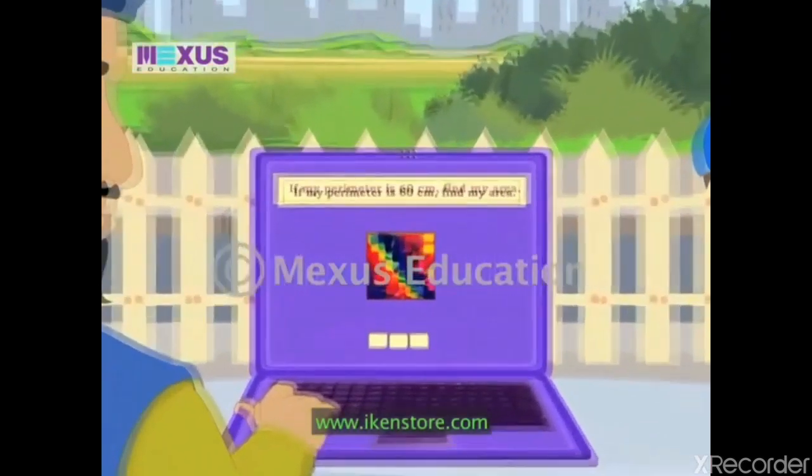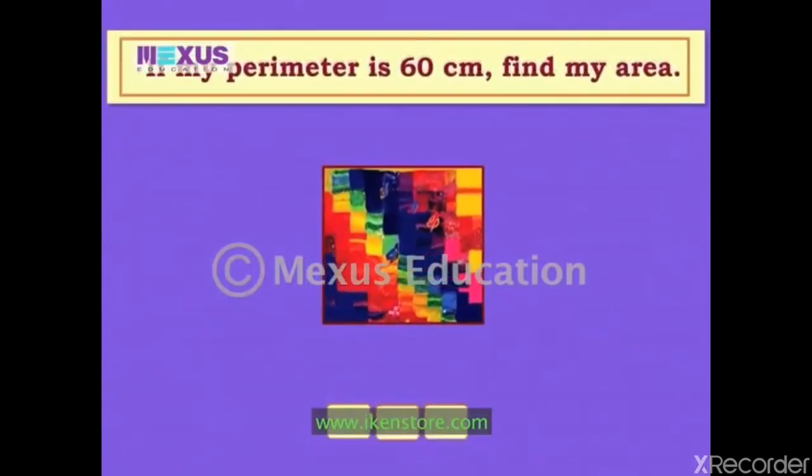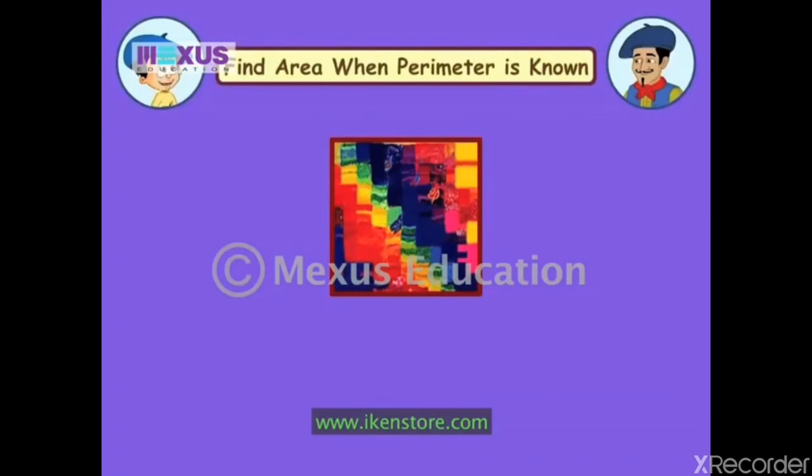If my perimeter is 60 centimeters, find my area. Any ideas, JC? How can we find the area? To find out the area of a square, we need to know the length of its side. But all we know is the perimeter. Do you remember the formula for perimeter? Think about it, JC. Can you figure out the length of this square if you know its perimeter?